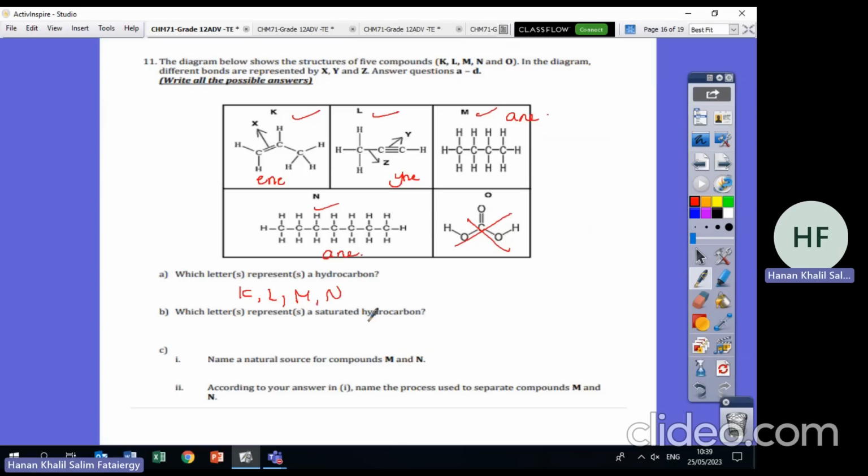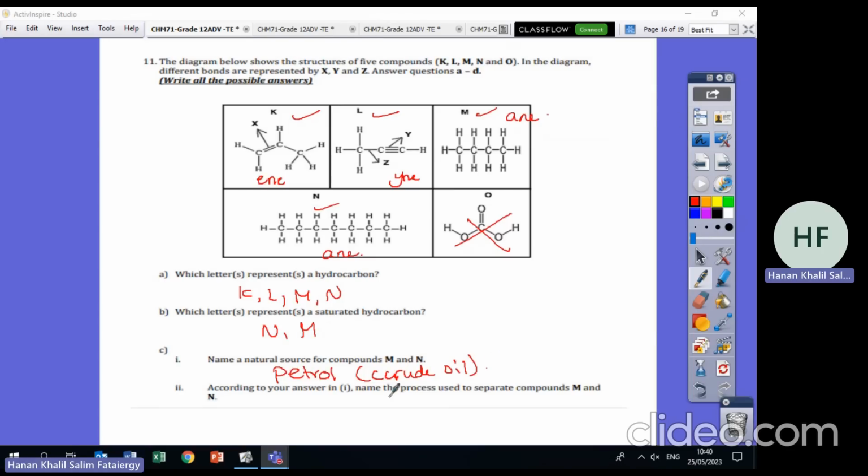Which one is saturated? Saturated means it has only single bonds: N and M. Name a natural source for compounds M and N. So where do we get them in nature? Of course from petroleum, or you can say from crude oil.